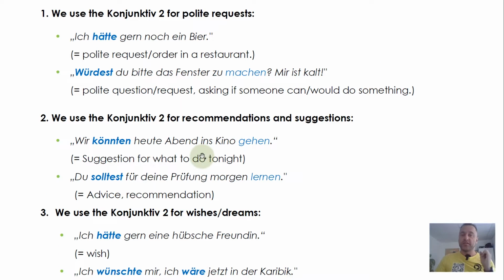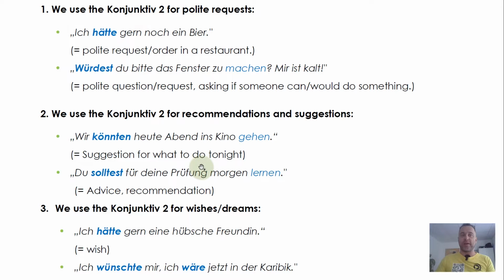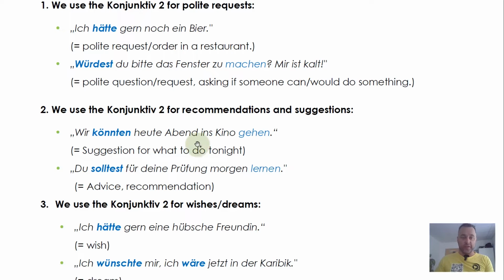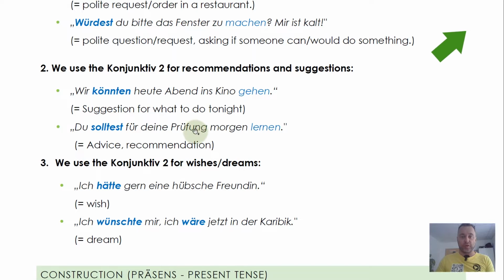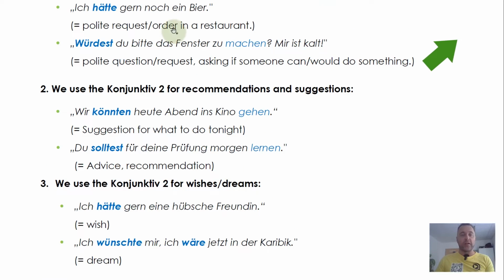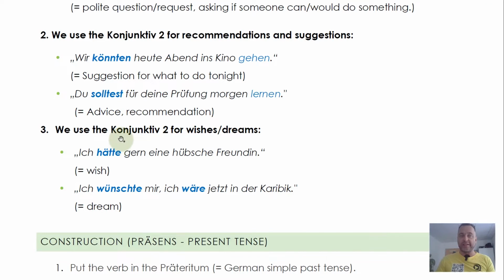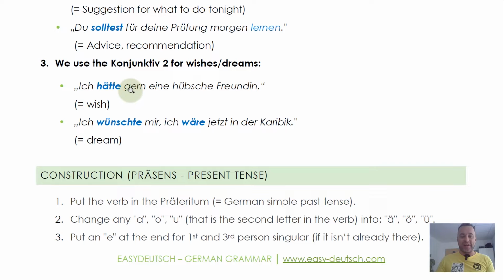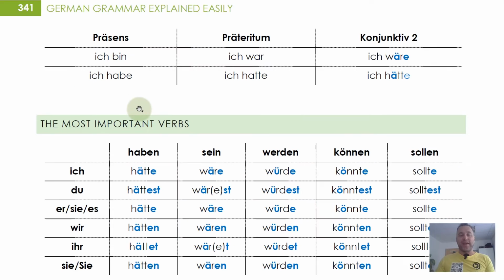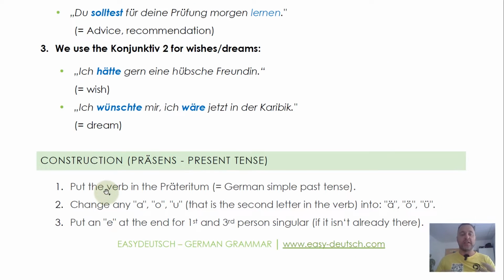There's more use cases for Konjunktiv 2, but those are all a little bit more advanced. That's why I made a separate video for Konjunktiv 2 from a B1 level. This is A2 here. The B1 video you will find in the info cards in the upper right corner right now. But those are the use cases when you actually need it right now. So let's have a look at how you actually create Konjunktiv 2.